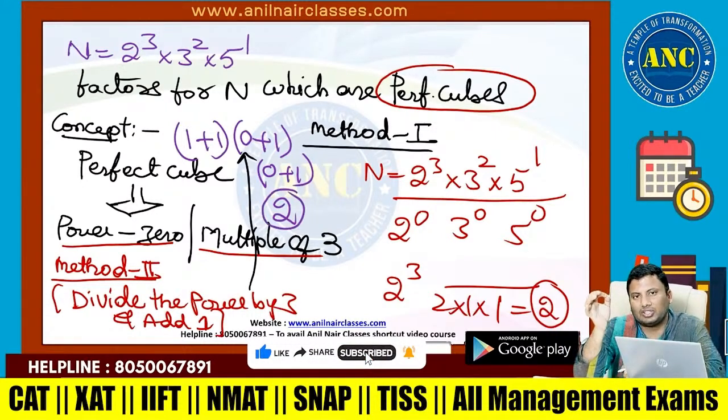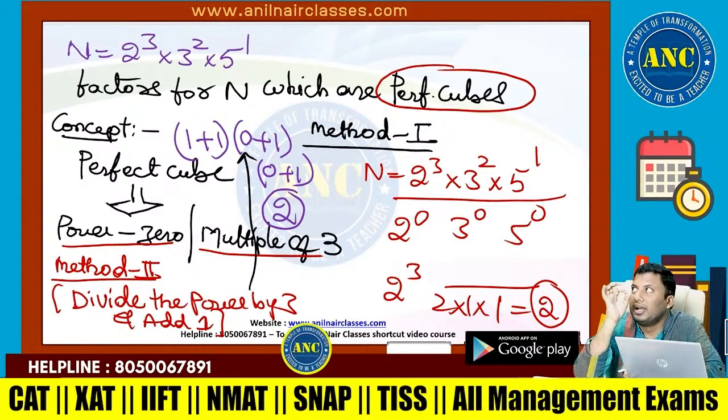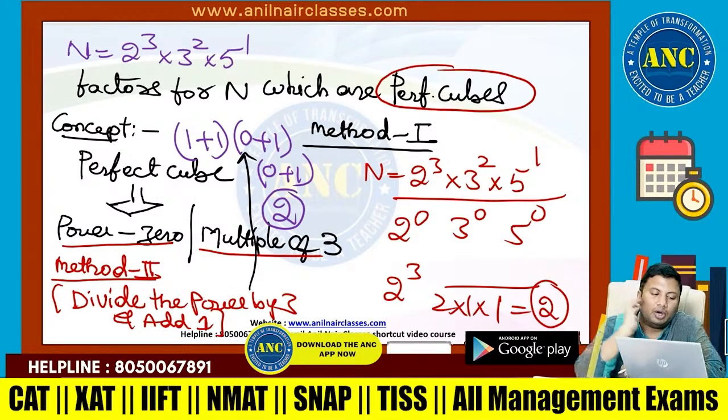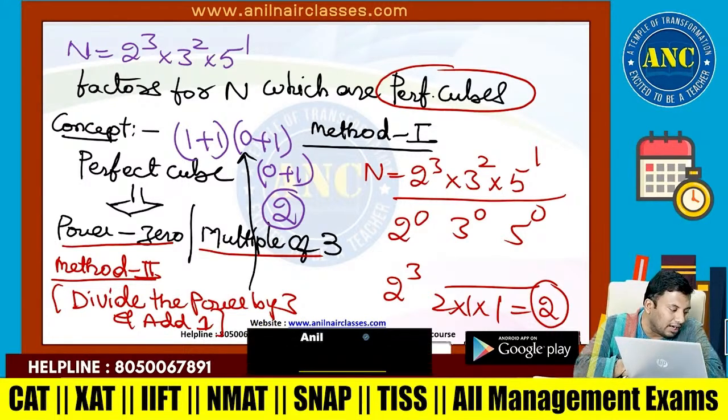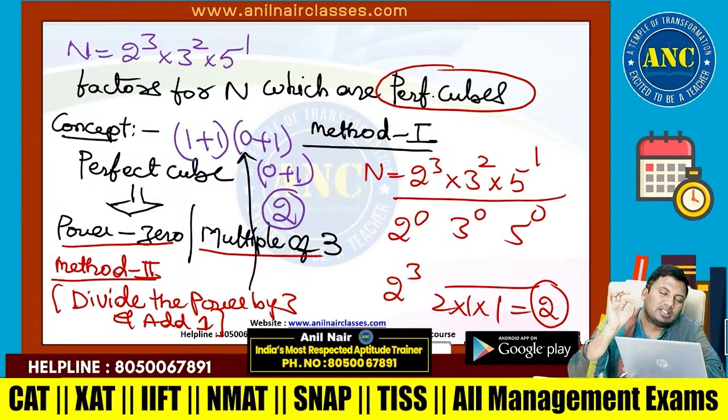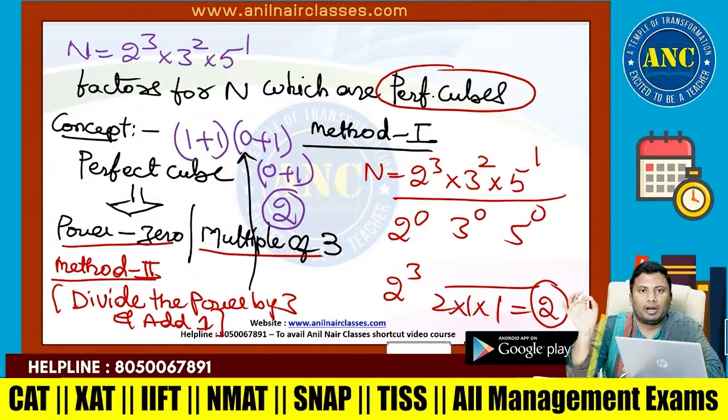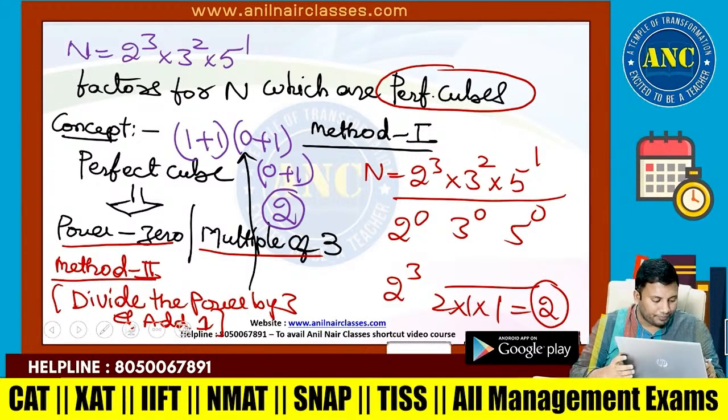Perfect square means divide the power by 2 and add 1. Perfect cube means divide the power by 3 and add 1. Fourth power is divide the power by 4 and add 1. Fifth power is divide the power by 5 and add 1. Let us take 1 or 2 examples to understand this concept clearly.